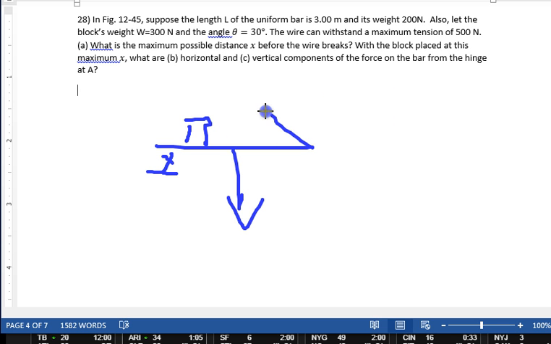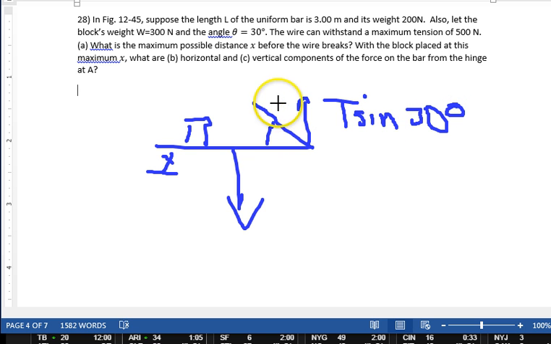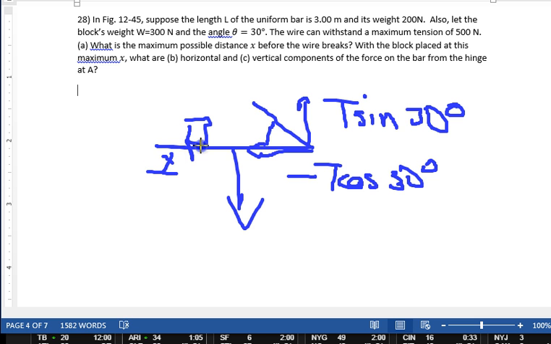Since it's a uniform beam, this is at 30 degrees, so the vertical component of this is the tension times the sine of 30 degrees, right? And it's that because this is the component of the vector opposite to the angle. And then the horizontal component is going to be minus the tension times the cosine, because it's headed off in the negative x direction. There's going to be a horizontal force from the wall, and a vertical force from the wall.